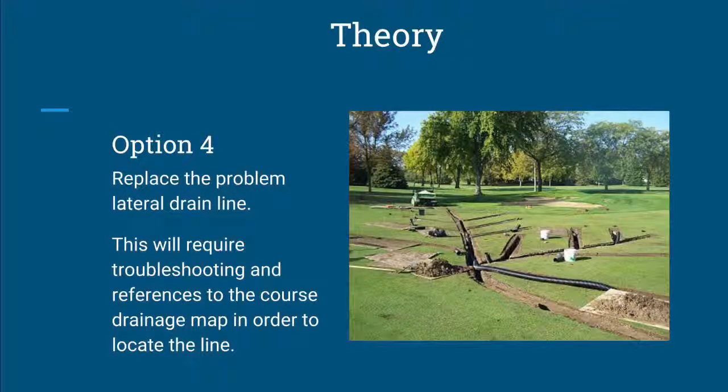Option 4 is to locate and replace the problem lateral drain line. This will require troubleshooting and reference to the course drainage map in order to locate the line. Besides resodding just this problem area, this will be the second most cost-effective option.